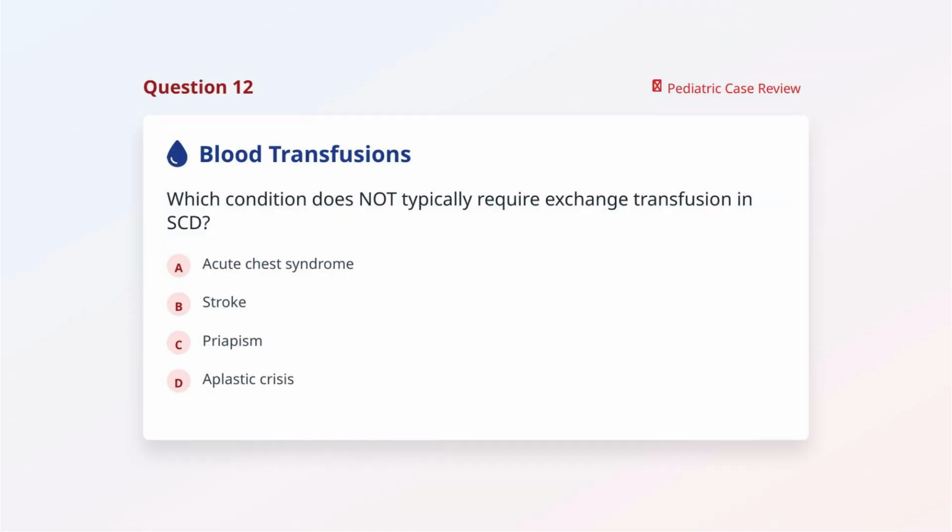Which condition does not typically require exchange transfusion in sickle cell disease? Option A, acute chest syndrome. Option B, stroke. Option C, priapism. Option D, aplastic crisis. Consider the different types of transfusion approaches, simple versus exchange, and their specific indications for various complications of sickle cell disease.